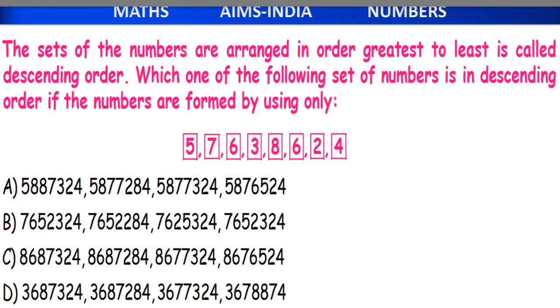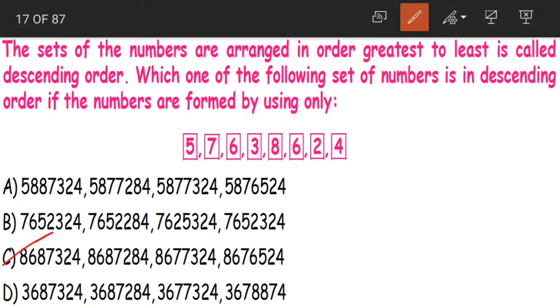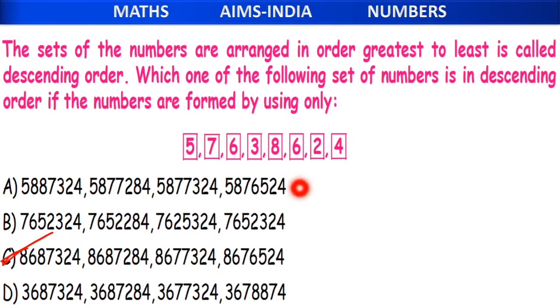So option C is our correct answer, where all the numbers are formed using the given digits, and also they are placed in descending order, that is from the largest to the smallest. Okay, children. Moving on to the next question.